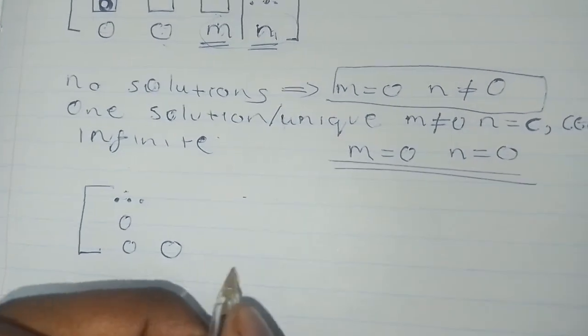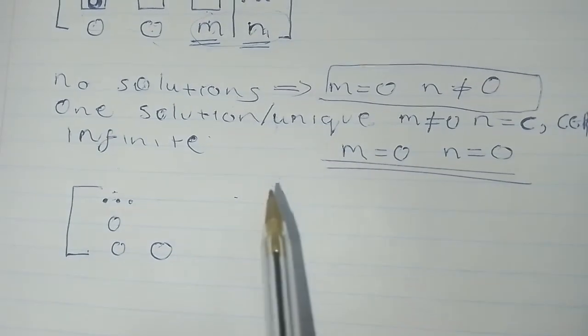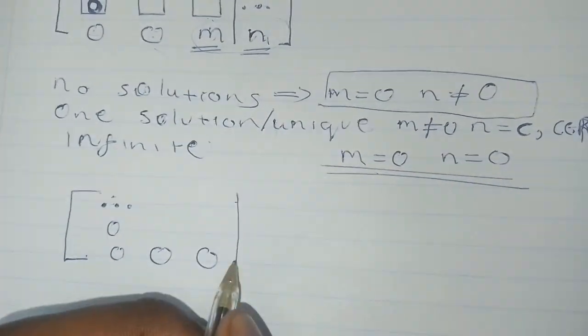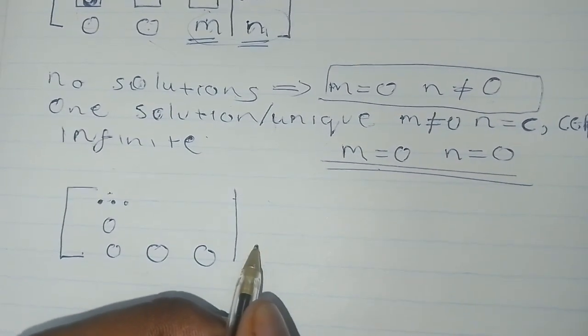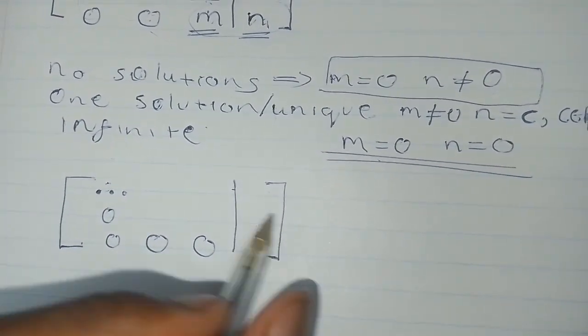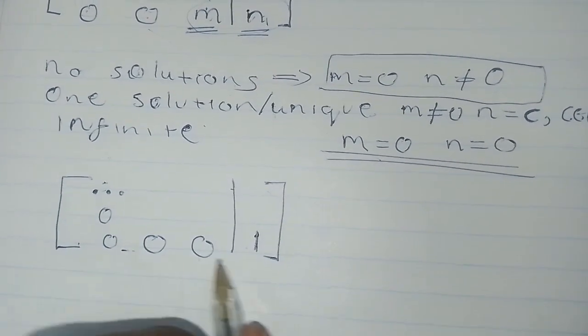Let me give an example of no solutions. If you get something like this, and here the value is not 0, you can pick 1, for example, then the system has no solutions. That's when you get something like this.